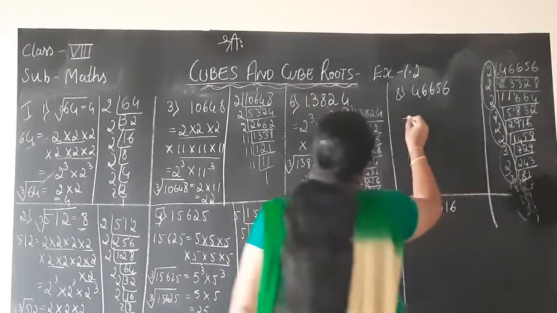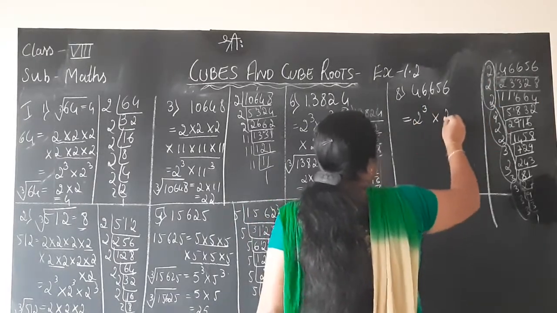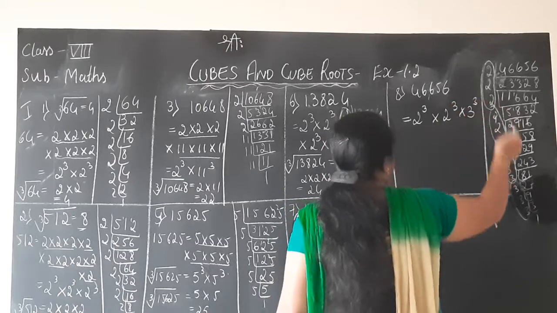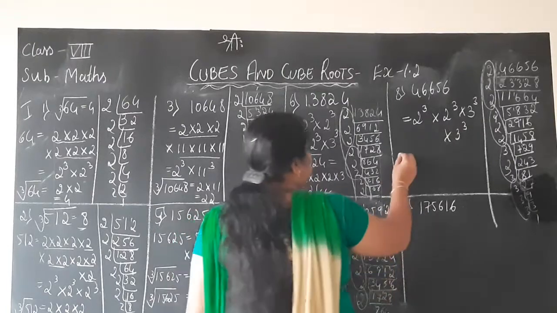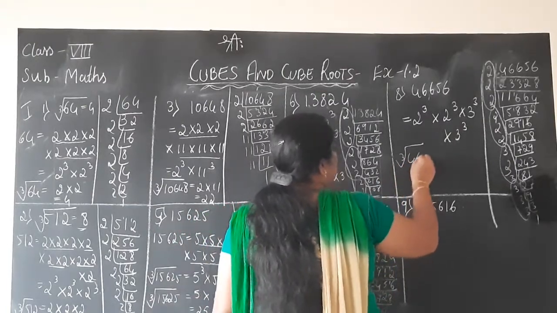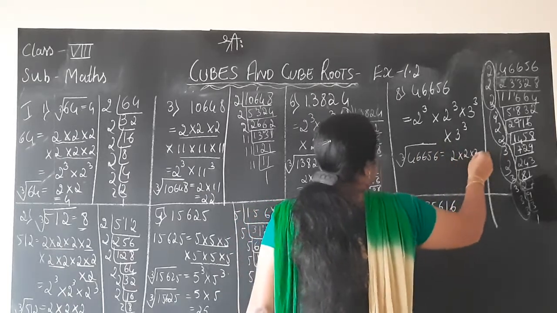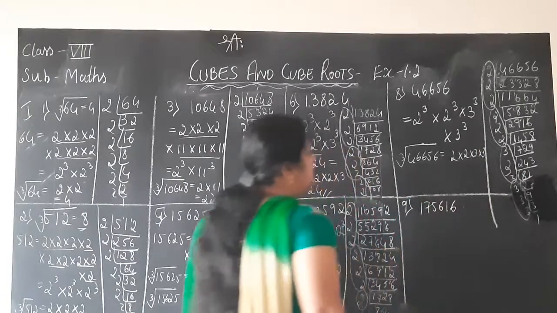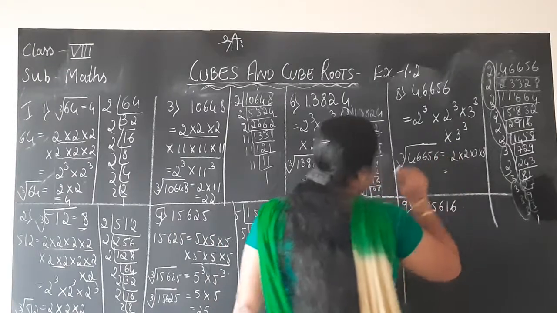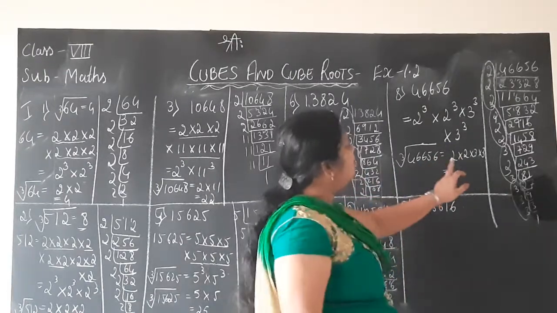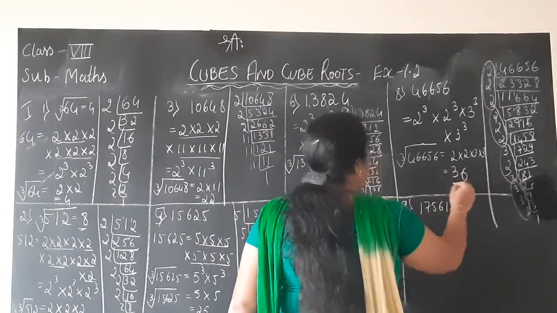So finally I got one set of 2 cube, a second set of 2 cube, a third set of 3 cube, and again one more set of 3 cube. Therefore children, cube root of 46656 is simply 2 into 2 into 3 into 3. 3 3s are 9, 9 2s are 18, 18 2s are 36. Or do it the other way: 2 2s are 4, 4 3s are 12, 12 3s are 36. Either way you do, the product remains the same.